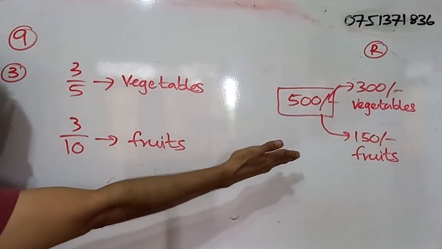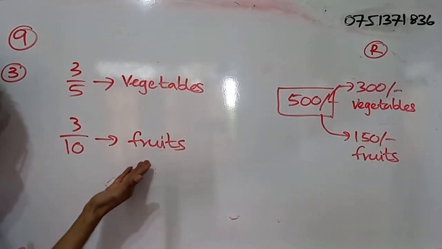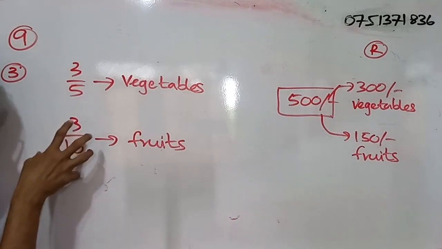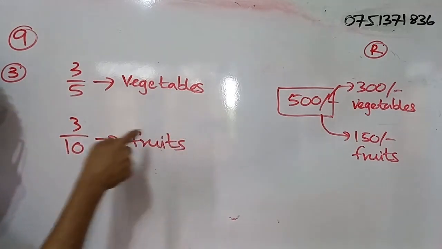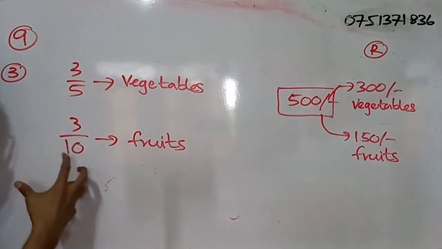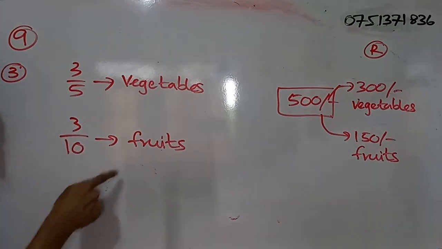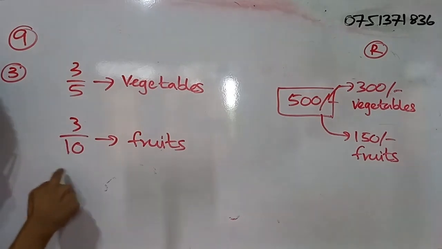She spent 150 rupees for fruits, no? So when we represent that amount as a fraction considering the total amount of money that she took, what will it be as a fraction?